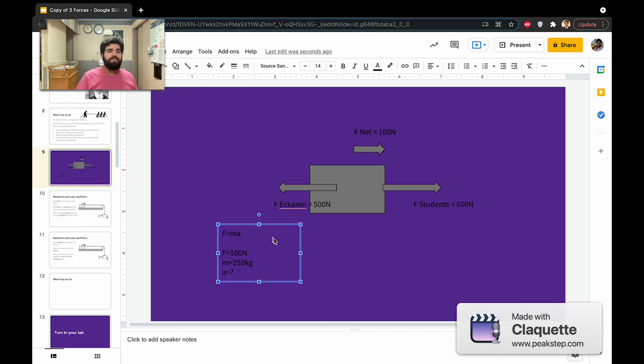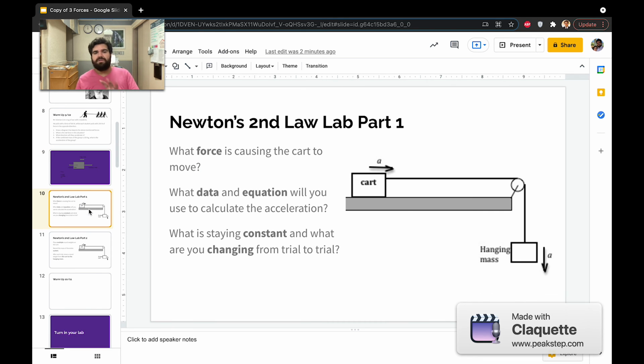This lab's in 2 parts. I expect this to take you 2 days, both today and tomorrow, to finish and turn in. So I'll make the submission link for tomorrow. But the first part looks like this. That's our little system. I have our cart. It's moving. There's a hanging mass, and there's our little pulley system.